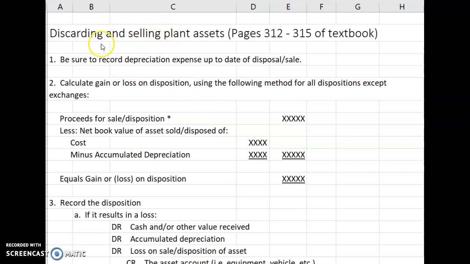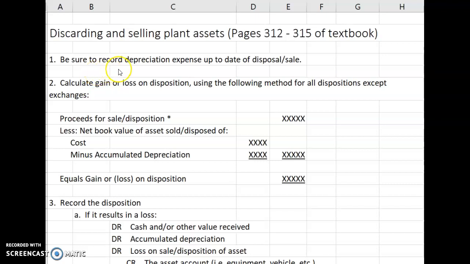In this lecture, we'll talk about discarding and selling of plant assets. This subject is discussed in your textbook on pages 312 through 315, and there's a really nice need-to-know example on the bottom of page 314 and the top of page 315 in your textbook. We will talk about a different set of examples in this lecture.